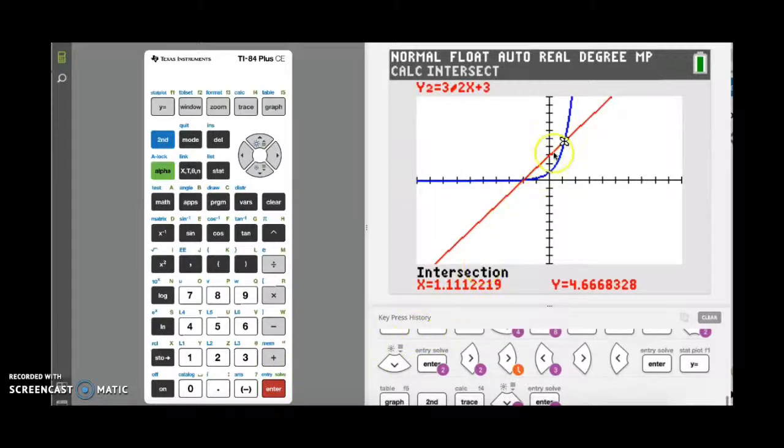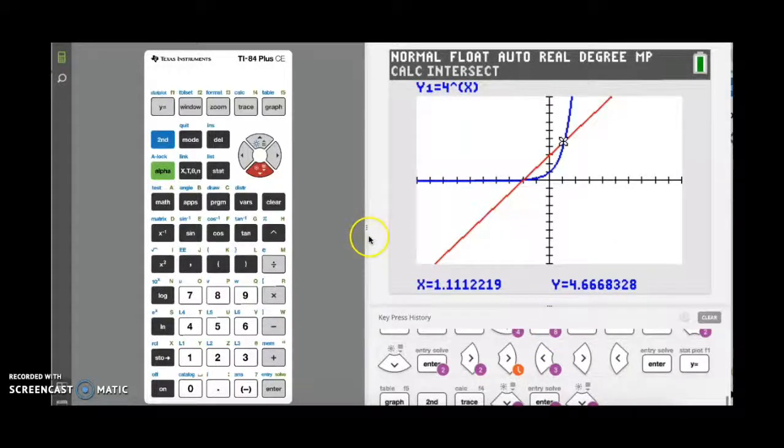So the first intersection here, it says round to the nearest hundredths, will be for the x 1.11, again hundredths place is right here, comma, y coordinate will be 4.67, you round up. So 4.67 would be the first intersection.